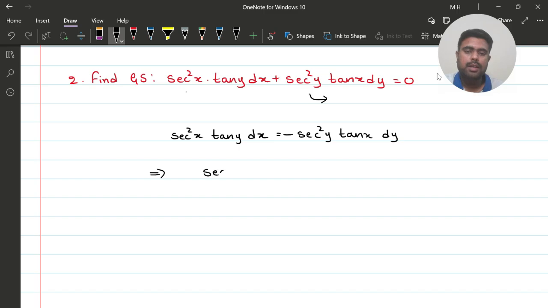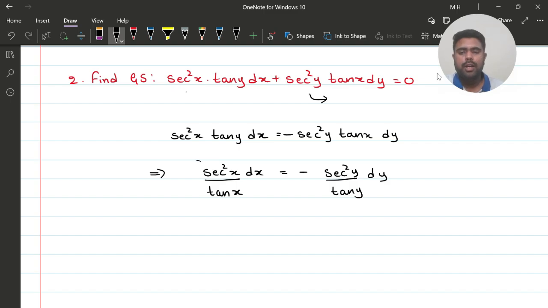So you will get sec square x dx divided by, I'll bring the tan x here, so you'll get tan x, equal to minus sec square y divided by, I'll bring the tan y here, tan y dy. Okay, what I will do now is I will integrate it on both sides.